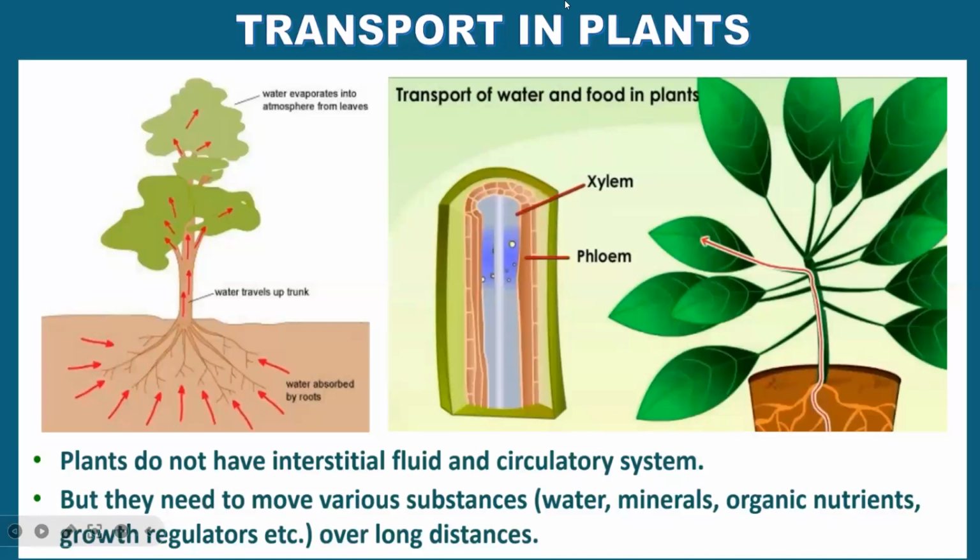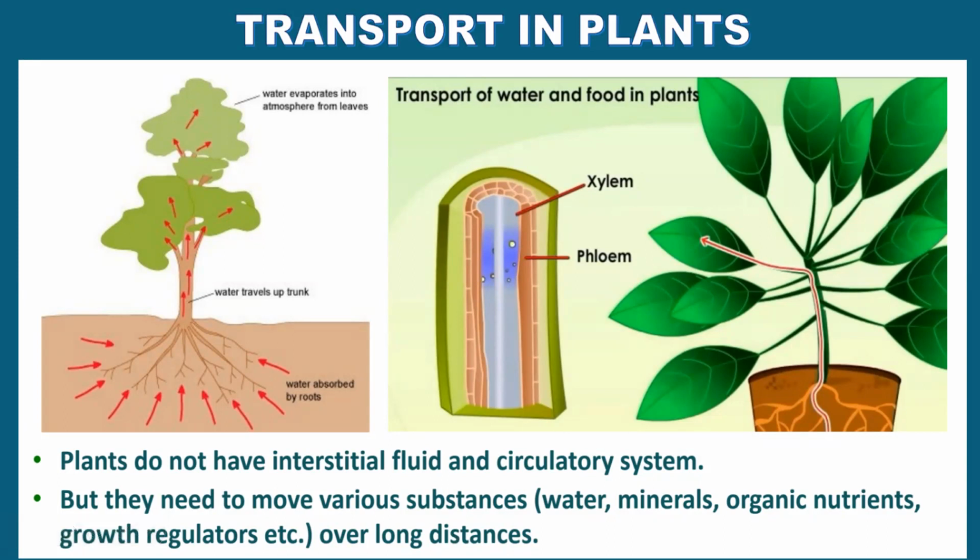So one thing you have to know is that plants do not have any circulatory system. Plants don't have any heart to pump blood or any fluid. They don't have any interstitial fluid, that is, fluid in between the tissues, for transport. But they need to move various substances like water, minerals, and organic growth regulators over long distances.